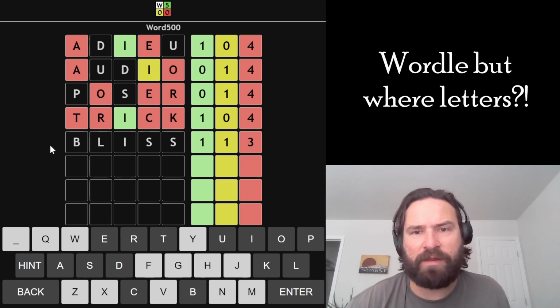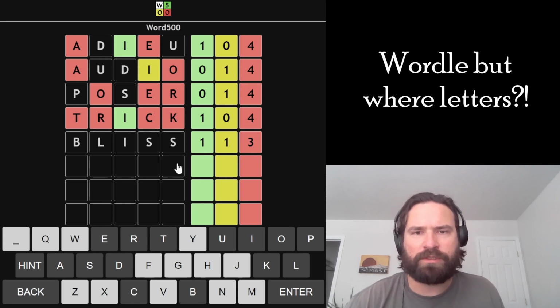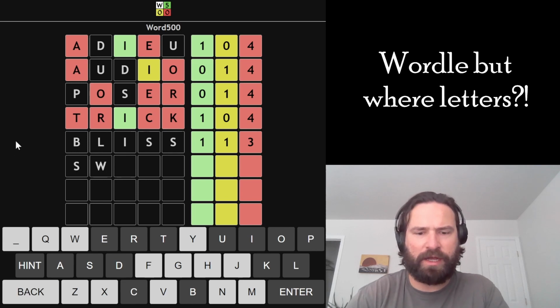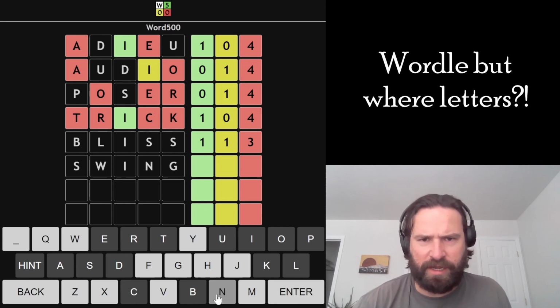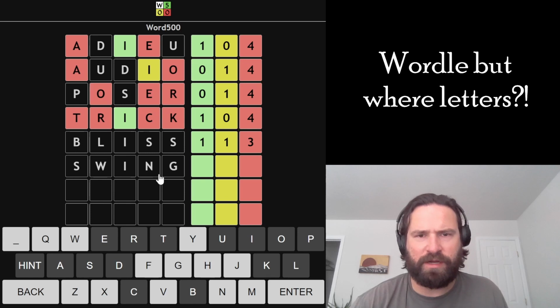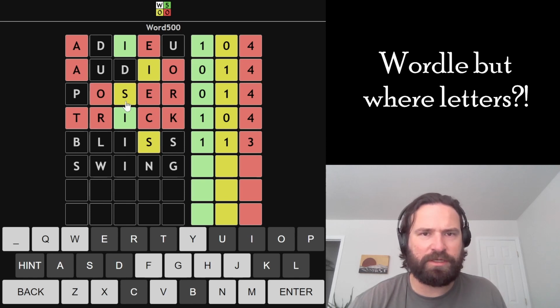Wow, we're not making any progress at all. Okay, so I could still use the S. I think "swing" looks good. ING, I haven't tried yet. We haven't used a W, an N, or a G. Continuing to assume the S is the yellow, I is green.